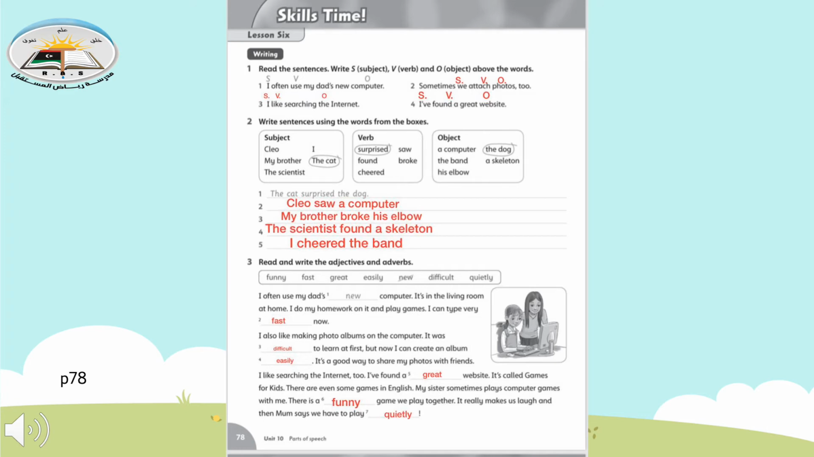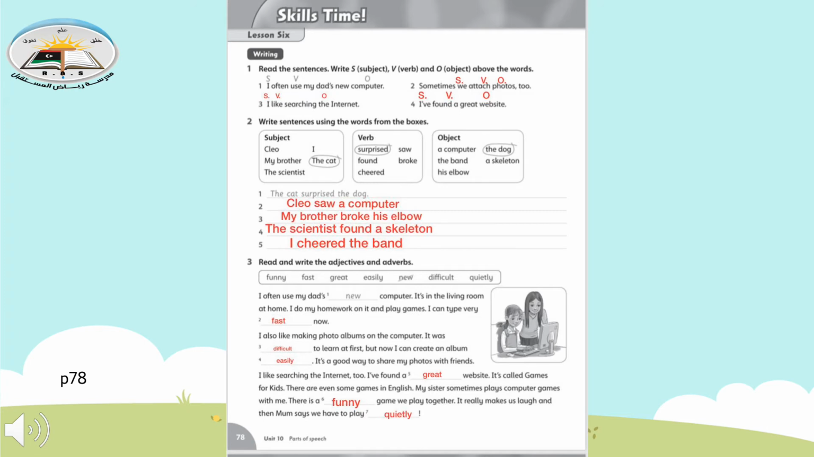Now open page 78 and let's answer the questions together. We have writing. So now we're going to answer writing questions. Question number 1. Read the sentence. Write S for subject, V for verb, O for object above the words. We have number 1 is already solved, but let's go through it. So what we're going to do is take out the subject, the verb, and the object in each sentence.